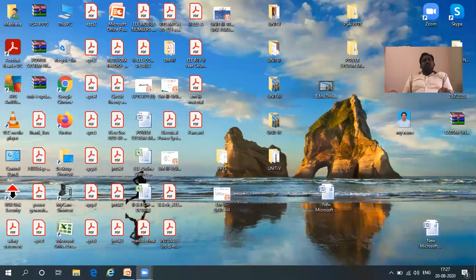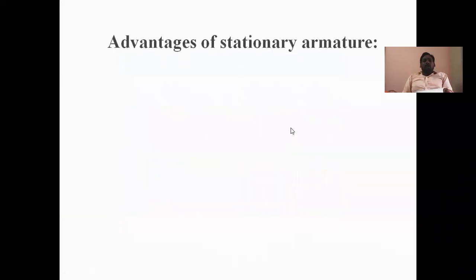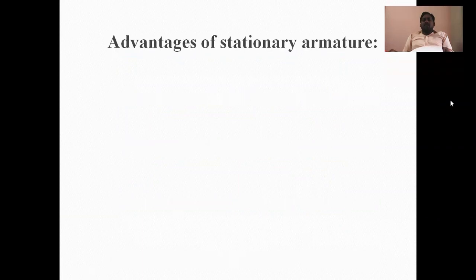In the last class, we discussed the rotating field type synchronous generator and the rotating armature type synchronous generator. Out of these two systems, we concluded that the rotating field system is suitable for high power machines. That's why in our generating stations, we use the rotating field type synchronous generator to generate high voltage.